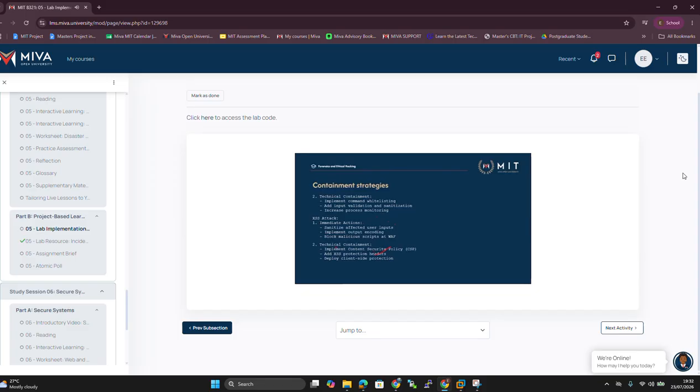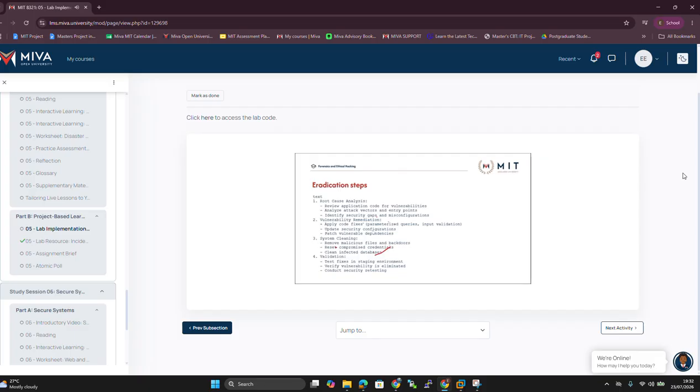For a cross-site scripting attack, the immediate action is to sanitize affected user input, and then other ones follow. For technical containment, implement a content security policy, CSP, add cross-site scripting protection headers, and deploy client-side protection to your network. For eradication steps, root cause analysis is important, where you have to establish what is causing the problem on the network or on the system.